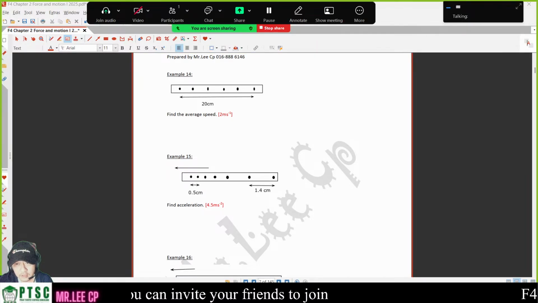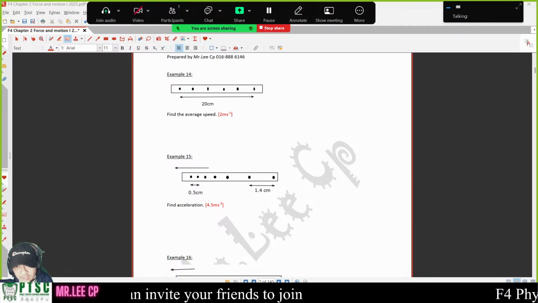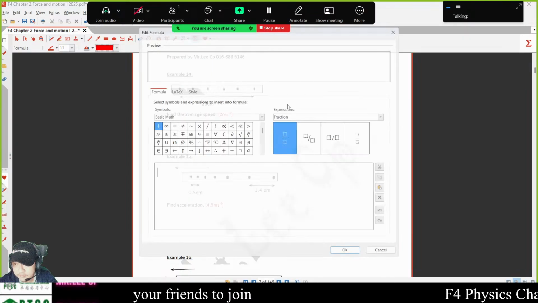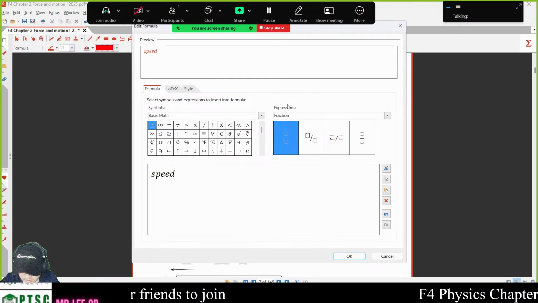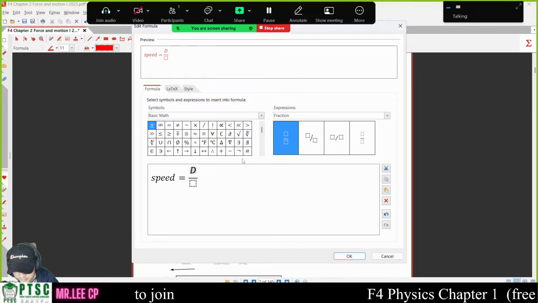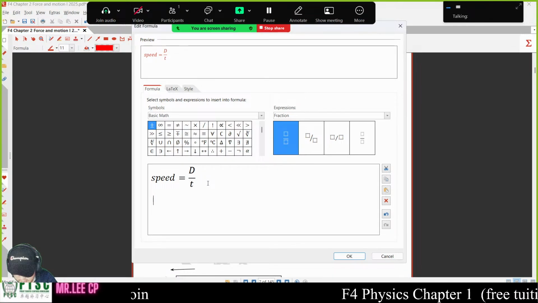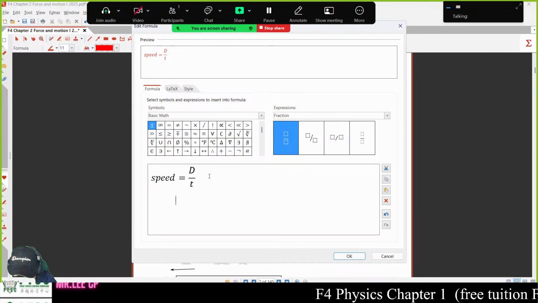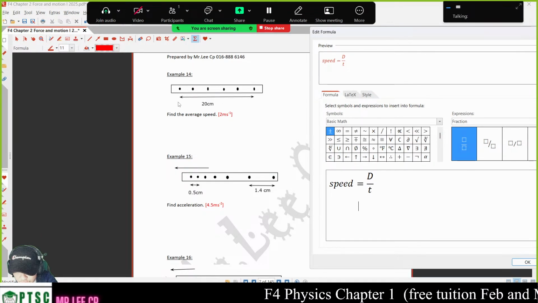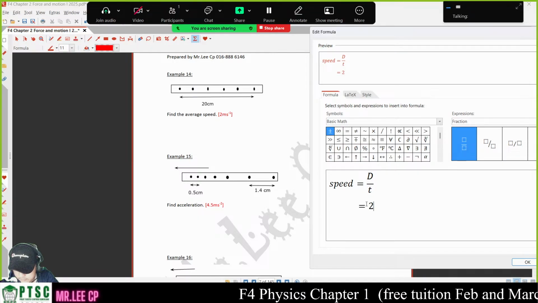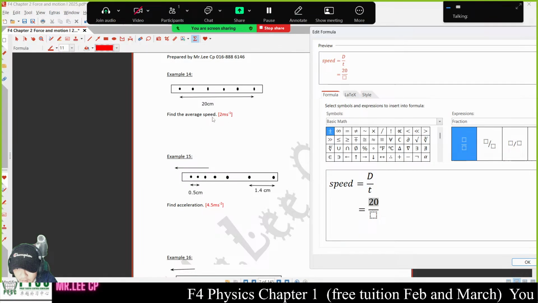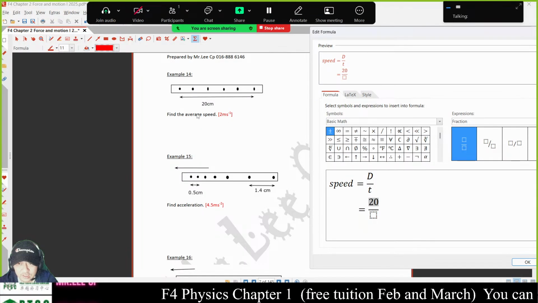Now, example 14. Find the average speed. Speed, we know the formula. Speed doesn't have a symbol. It is distance over time. How far is this thing moving? This one moves 20 cm. Over how long a time does it take? This question is not giving me the time.